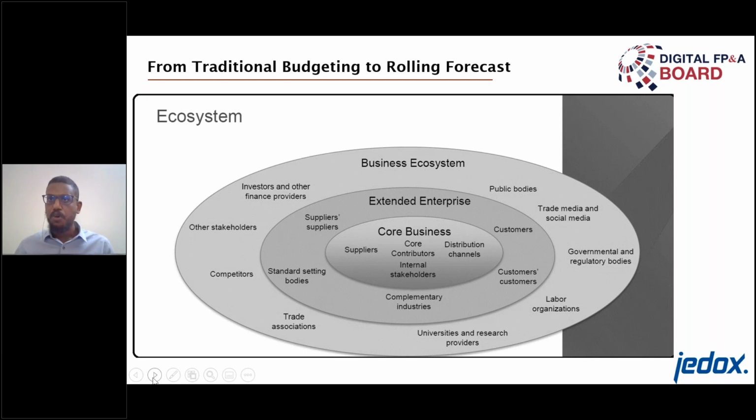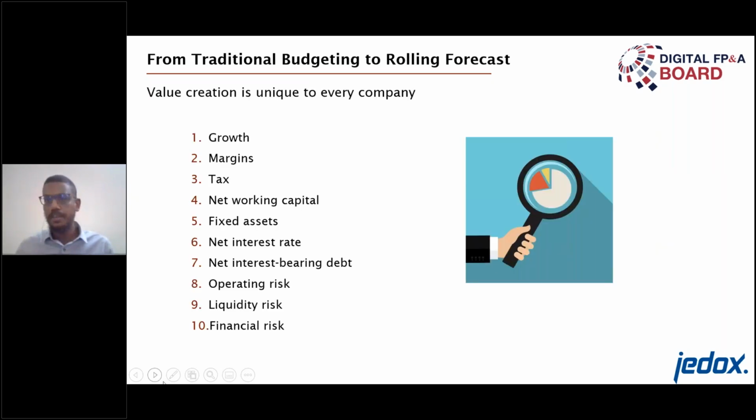Or is our business model suitable to create value and free cash flow for our shareholders in the future or not? To answer this question, I try to find what is the critical driver behind the value creation in my company. And this led me to 10 value creation drivers, like we'll see in the next slide.